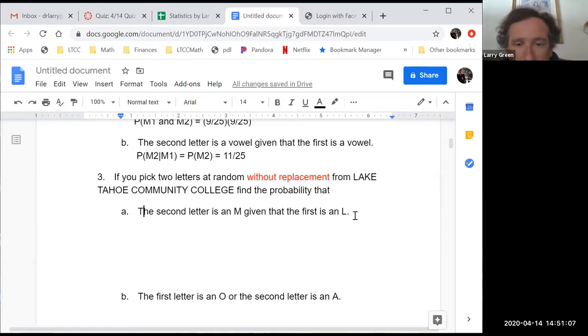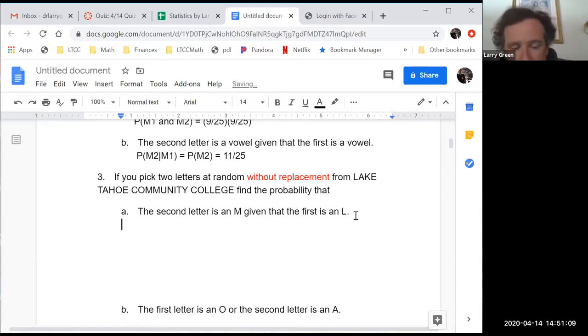So now we're going to find the probability that the second letter is an M. I'll call that M2, given, that vertical line segment, the first is an L. Call that L1. And that's what we want to find. Let's see if you can tell me what that is.